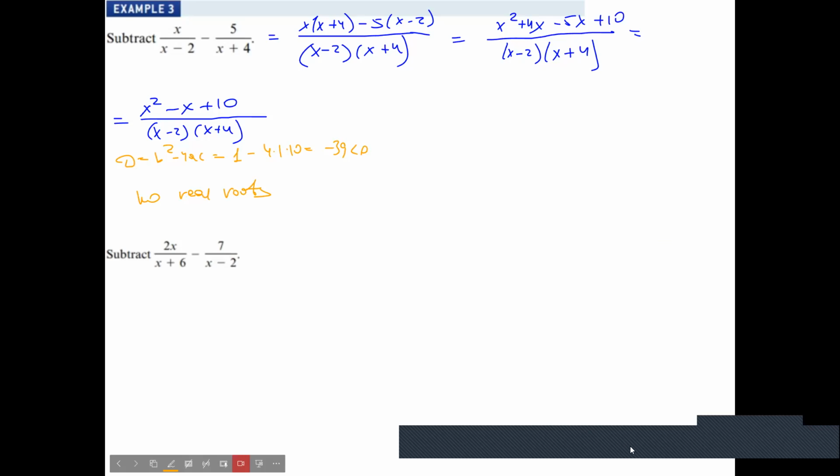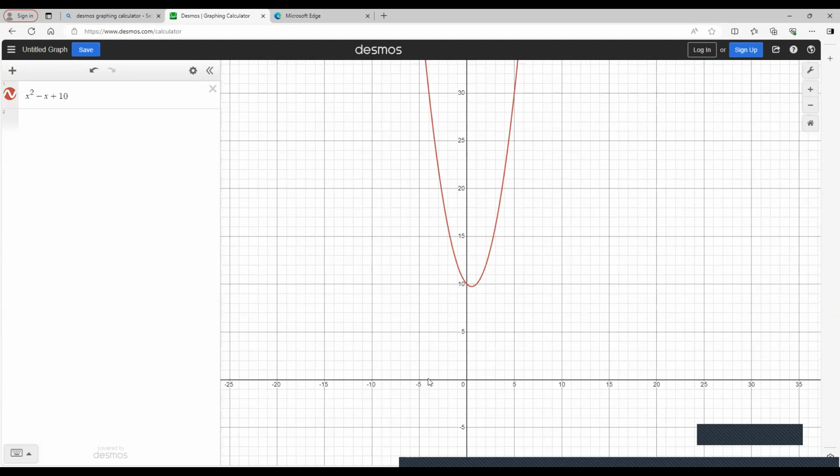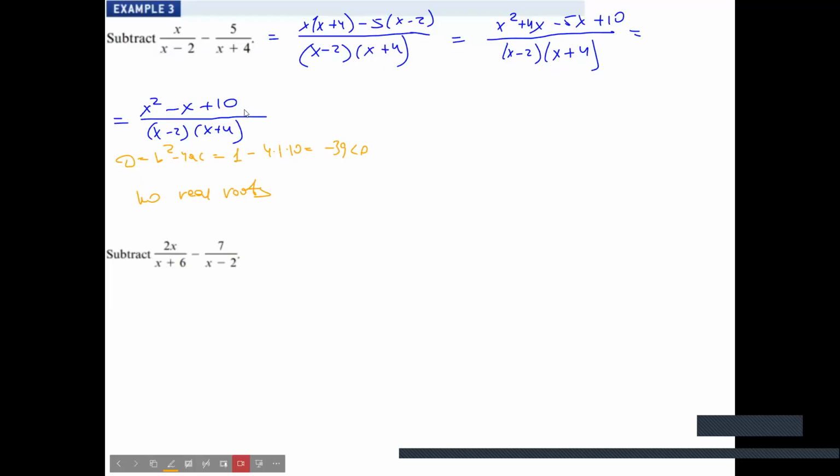Let's double check. x squared minus x plus 10. What I see is that the graph doesn't cross the x-axis, so I don't have roots. And what does that mean? It means that I cannot factor it. And it looks like that's the final answer. Okay, let's do this one. So I say that's the prime trinomial, prime polynomial.